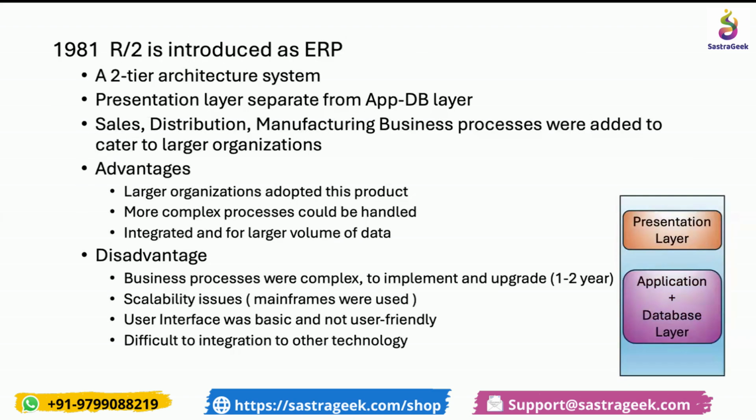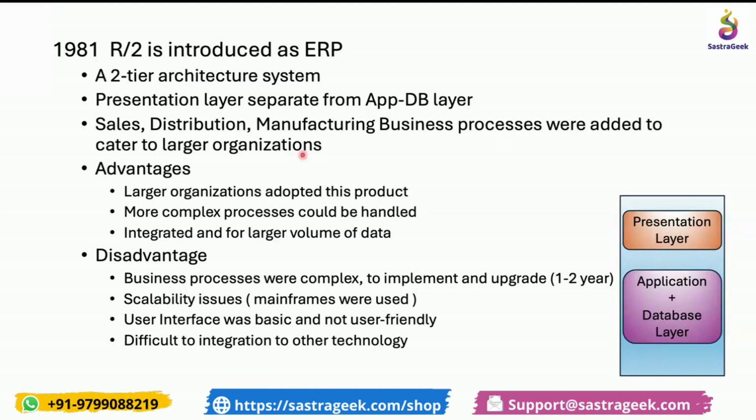In 81, we had the R2 system. It's a two-tier architecture that segregates the presentation layer from the box that had the application and the database layer. So there was more freedom for the front-end developers to do changes, but it was more on character-based layouts. There weren't icons, there was no GUI or anything. It was mainly character-driven. I don't know if you know FoxPro and things like that. So it's basically character-driven controls.